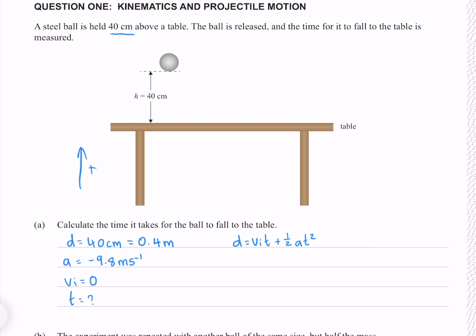Since our initial velocity is 0, this term here can be ignored. All we need to do now is solve this for t. We can do that by multiplying both sides by 2, dividing both sides by a, and then square rooting both sides and also swapping them around. Putting our numbers in, which gives me 0.29 seconds to two significant figures.